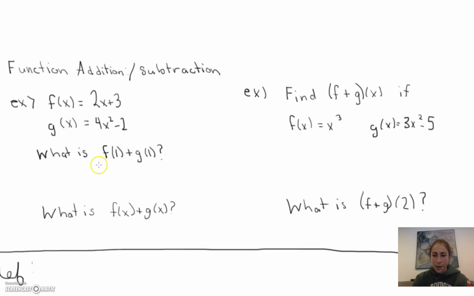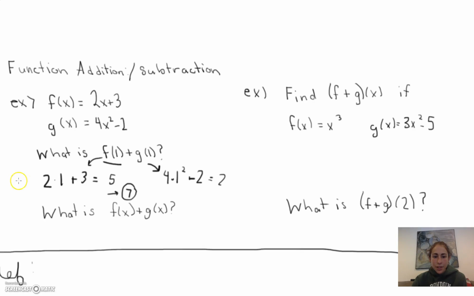Well, we can go back to our old way of evaluating functions. F of 1, we just plug 1 into the function. So we get 2 times 1 plus 3. That's f of 1. G of 1 is 4 times 1 squared minus 2. So what do we get here? 2 times 1 plus 3 is 5. 4 times 1 minus 2 is 2. So we add them together, and we get 7.